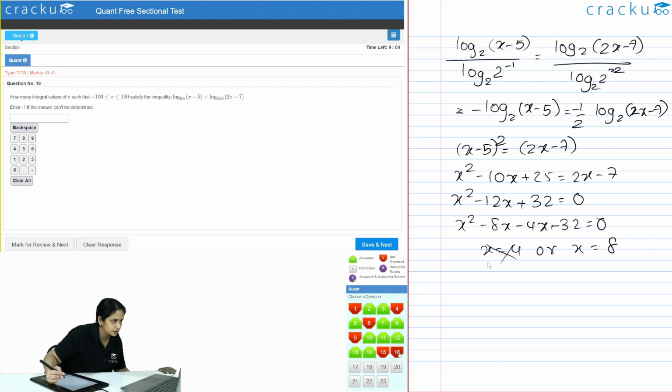3 and 16 minus 7. Yeah, only how many integral values? Only one value. Okay.